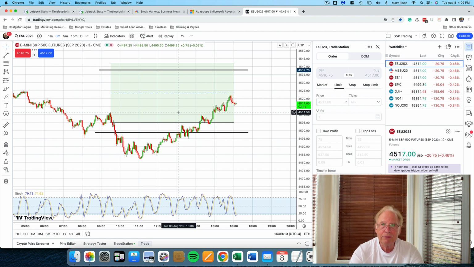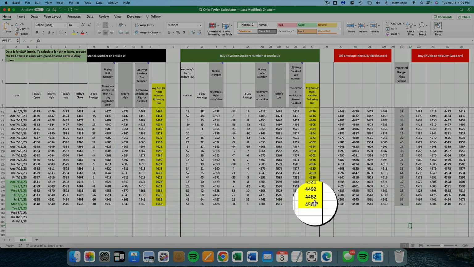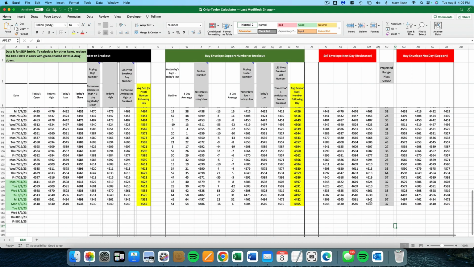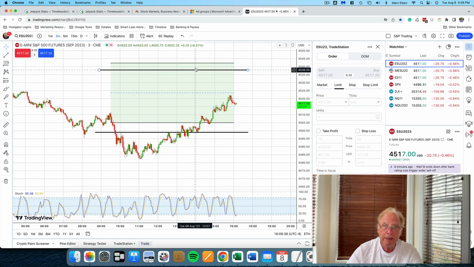Now, the Taylor calculations are based on George Taylor's work 75 years ago in the grain markets, but they apply today in most markets and certainly to the E-mini futures market. And here was the Trading Zone calculation for today, and I'll show you the calculator. Here's the calculator. Resistance at 45.42, support at 45.05, giving a 37-point range. Okay, so let's go back to the chart. So the prices didn't trade at the exact resistance or support.